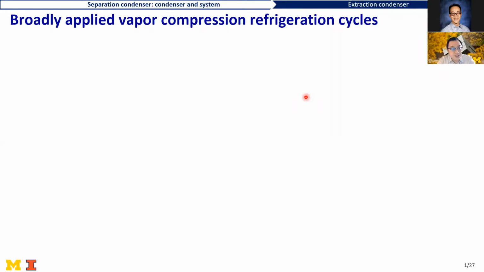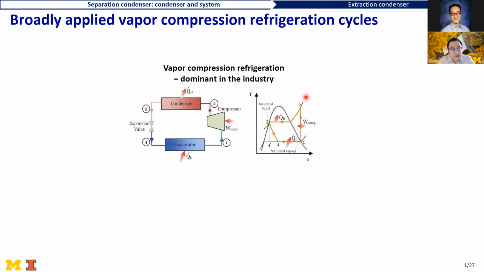So my PhD and postdoc work at the University of Illinois revolved around the vapor compression refrigeration cycle. In the center of this slide, we are seeing a typical vapor compression cycle, which comprises a compressor, the condenser, the expansion valve, and the evaporator. I believe we all see this cycle in our thermodynamics textbook. And this cycle is dominant in the refrigeration industry. It provides over 95% of the artificial cooling capacity in today's world.